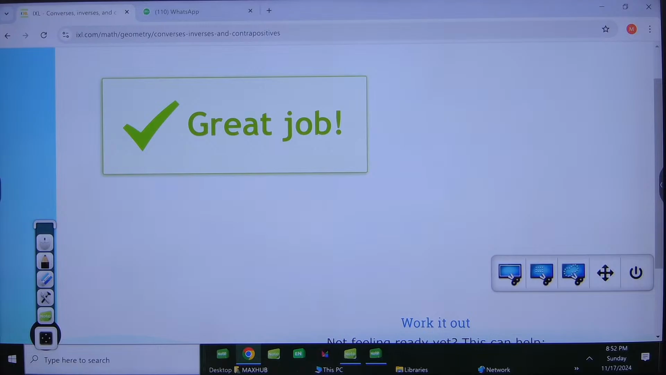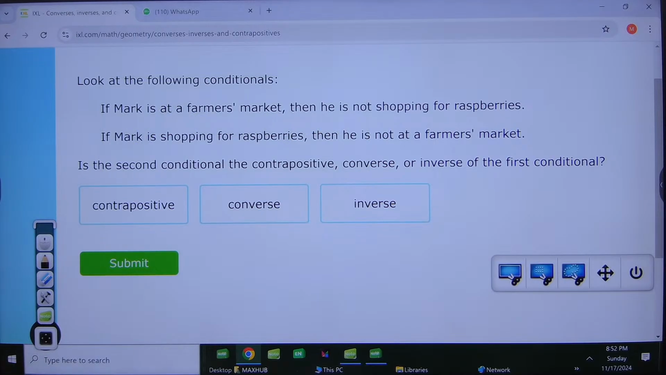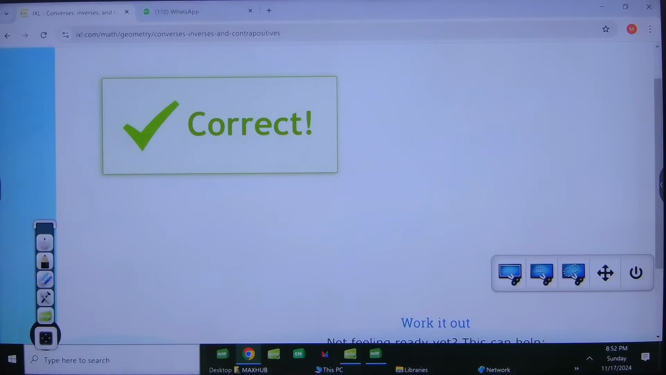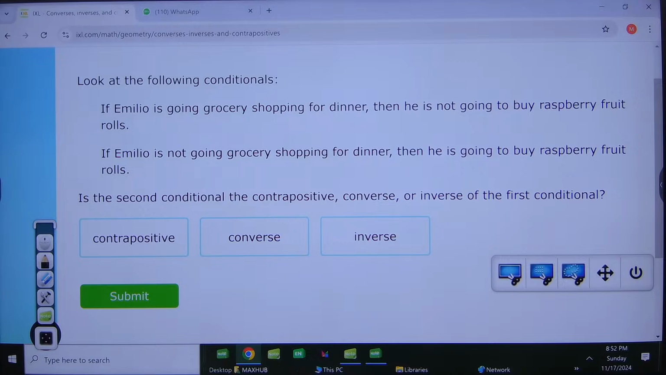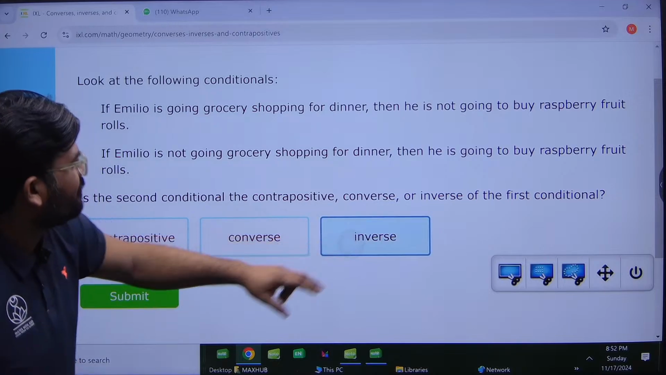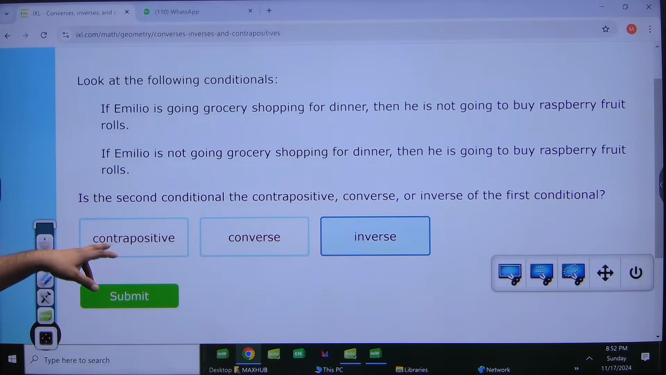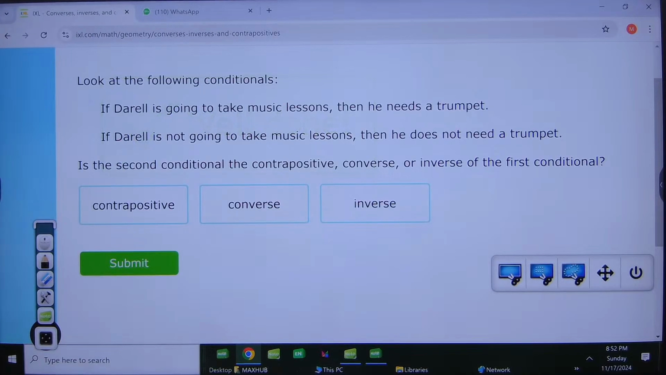Okay, good. Tell me for this one. If Mark is at farmers, okay, you just check it out. What is happening? So I think it is a contrapositive. Yes. Now we are going faster. Okay. Tell me for this. Inverse. Negation is inverse. Yep. Inverse. Let us see who tells first.